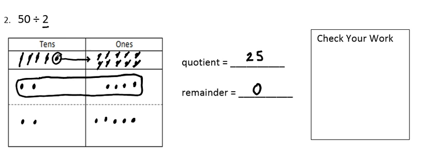To check my answer, I will take 25 times 2, which was the divisor. 2 times 25 is 50, which matches the dividend, or the number of discs I had at the start. So I know my answer is correct.